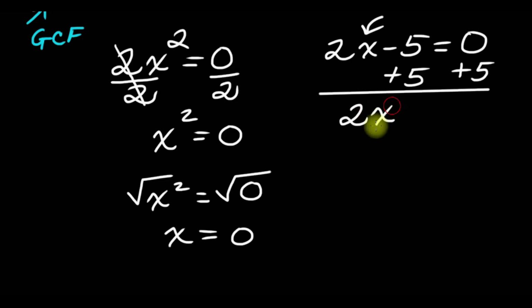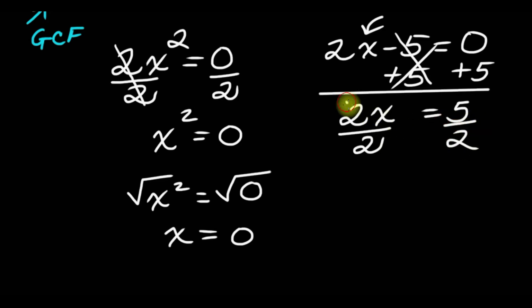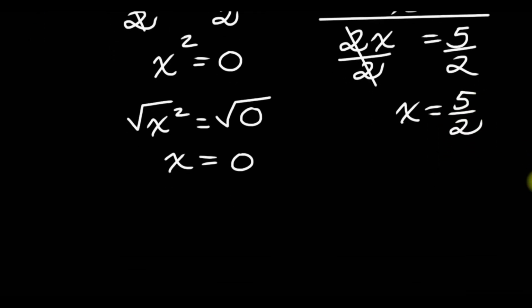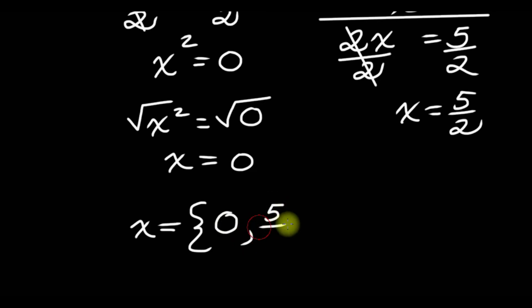Bring down the 2x. Negative 5 plus 5 is 0. And then 0 plus 5 is 5. Divide by 2. So x is 5 over 2. Okay, so your two roots, your two solutions, are 0 and then 5 over 2.